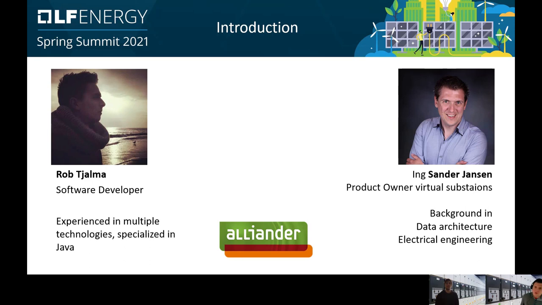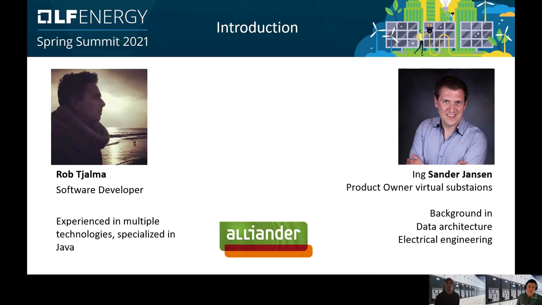So I'm product owner at Alliander. I work on virtual substations, so we're looking at the new generation of substation automation from a system operations perspective. And I have a background in data architecture and electrical engineering, and I work at Alliander. Alliander is a Dutch DSO, and we have a couple of millions of households and companies connected to our grid. And we're transitioning from a DNO towards more a DSO. And I'm co-presenting with Rob. Hi guys, my name is Rob and I'm a software developer specialized in Java.